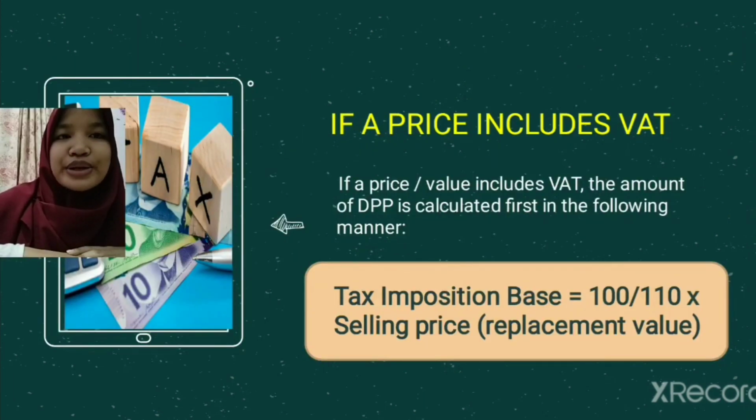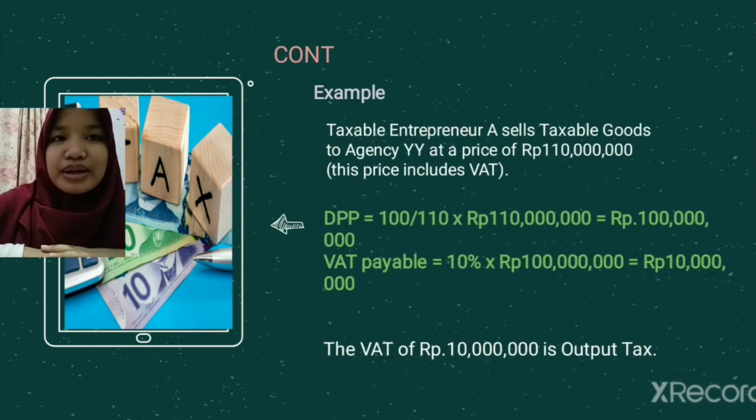Alright, what will we do if a price includes VAT? If a price or value includes VAT, at first we have to find the DPP or tax imposition base by calculating 100 per 110 multiplied by the selling price or replacement value. For example, taxable entrepreneur A sells taxable goods to an agency at a price of 110 million. This price includes VAT. So first we have to find the DPP by calculating 100 per 110 multiplied by 110 million, and we get 100 million, and then we find the VAT payable.